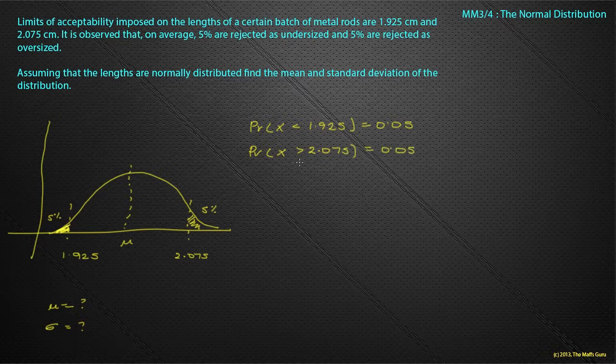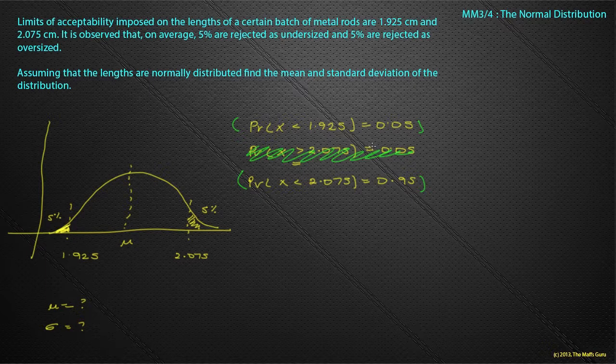Now, from a previous video, if you remember, we don't tend to deal with things being greater than. All our functions on our calculators deal with less than. We're dealing with the area from negative infinity and up. So I'm just going to write this one here, that the probability of x being less than 2.075 is equal to 0.95. And these two things, the ones I've just put brackets around, are going to become very important. This one, not so important, so we'll squiggle it through.